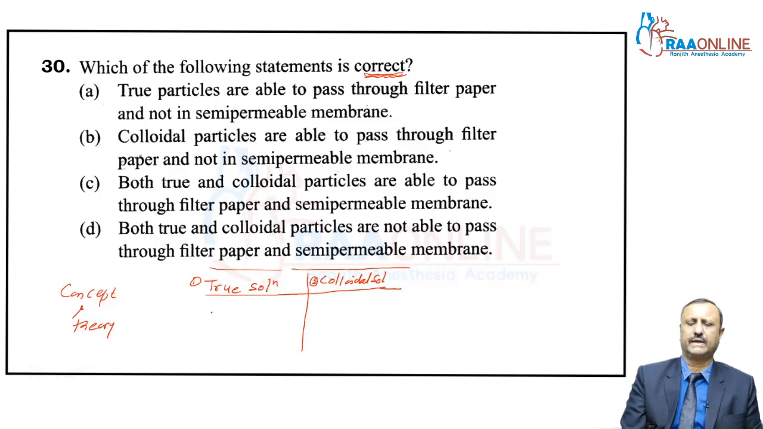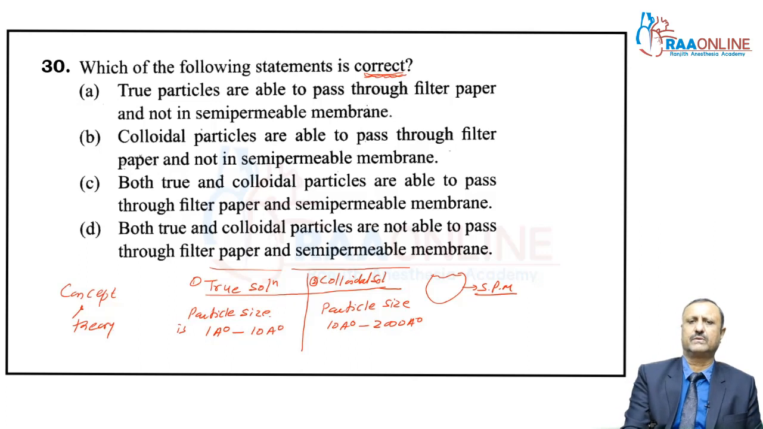in true solution, my dear students, particle size is 1 angstrom to 10 angstrom, while in colloidal sol the particle size is 10 angstrom to 2000 angstrom. So, my dear students, colloidal sols do not pass through the SPM, semi-permeable membrane, because their particle size is bigger than true solutions. So, you can see the statements, because in these statements there is a difference between the particle size of true and colloidal solution.